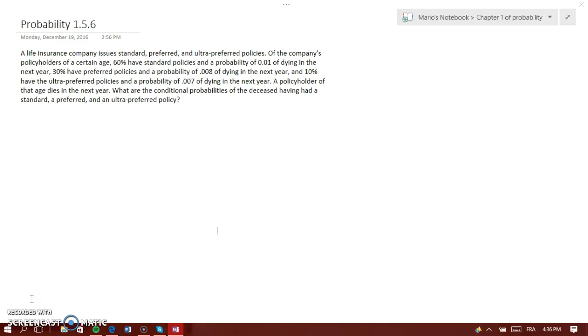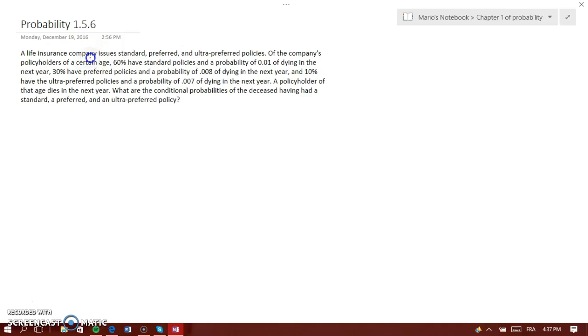of conditional probability. Here it says that a life insurance company issues standard, preferred, and ultra preferred policies, and it gives the details about it. At the end, it says a policy holder of that age dies in the next year. What are the conditional probabilities of the deceased having had a standard, a preferred, and an ultra preferred policy?